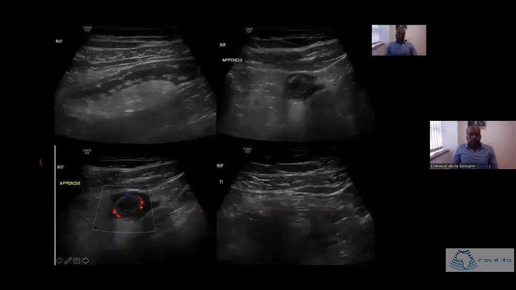Inflamed appendix here, you can see there's lots of wall stratification there. You can see on transverse view the appendix, with edema and fluid around it. You can see increased vascularity around the submucosa of the appendix there, and then you can see the normal terminal ileum down here. So this is a case of appendicitis.